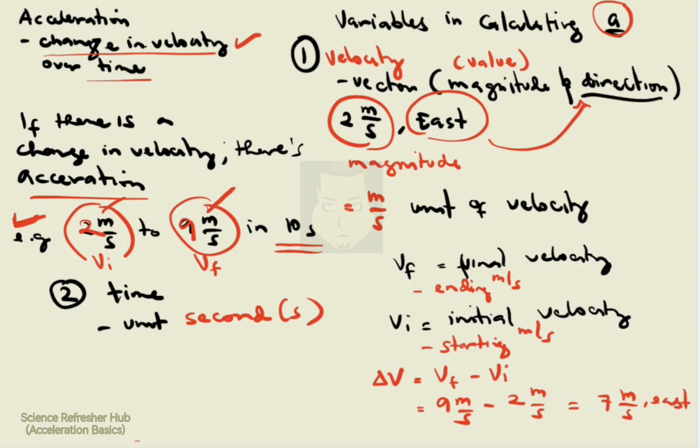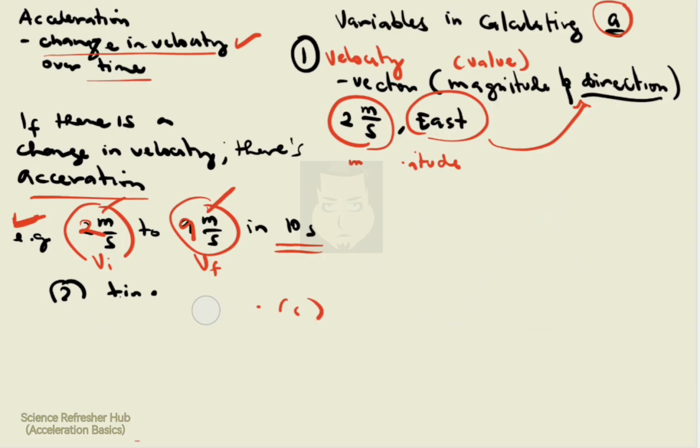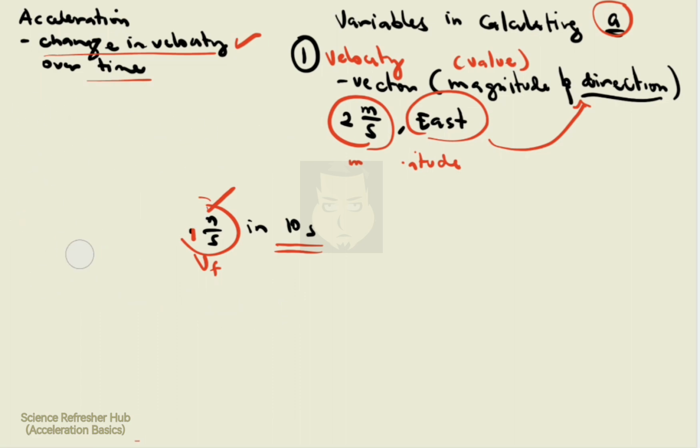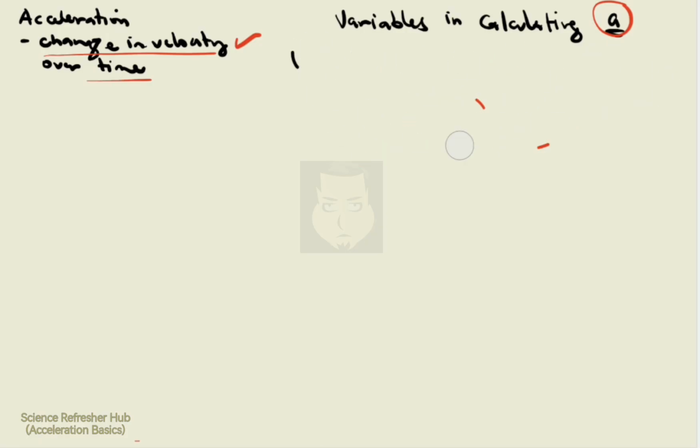Okay, so let's try to find out now what's the formula of acceleration. Okay, we will clean the screen first. Always remember, there is only acceleration, or the object is accelerating, when there is a change in velocity. If velocity is constant all throughout the time, of course, the object is not accelerating, but the object is moving in constant velocity.